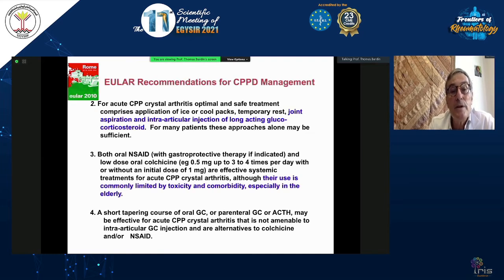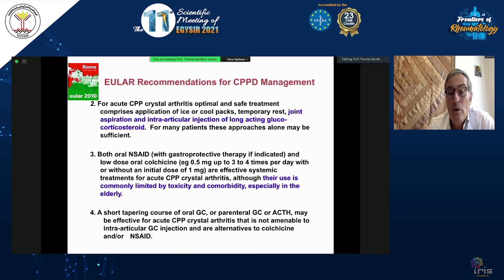CPPD management: when we did these EULAR recommendations, there was a large consensus over the fact that joint aspiration and intra-articular injection of long-acting glucocorticosteroids is the main way of treating these acute flares. Oral NSAIDs and maybe colchicine are also effective, but the patients are usually elderly and their use is limited by toxicity in this type of patients.